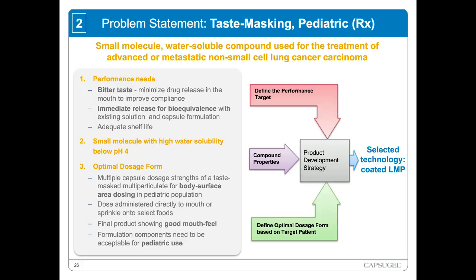A pediatric-centric formulation was therefore required, which offered better palatability. It needed to have immediate release properties in order to be bioequivalent to the existing solution and an adult capsule product. Due to the variety of patients in the population, the product needed to be available at many different strengths to enable body surface area dosing via direct to mouth or sprinkle mode of administration.